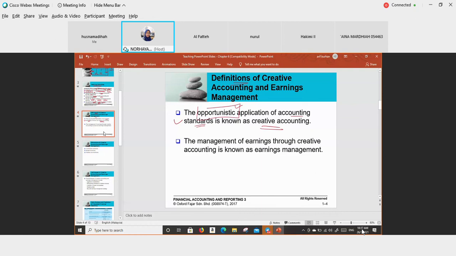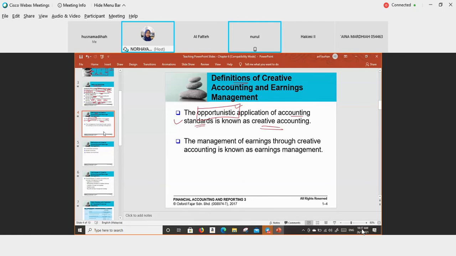Dia ada sikap mengambil kesempatan. Okay, you know opportunistic behavior, right? Hello? You tahu apa tu opportunistic kan? Apa tu opportunistic? Mengambil kesempatan.